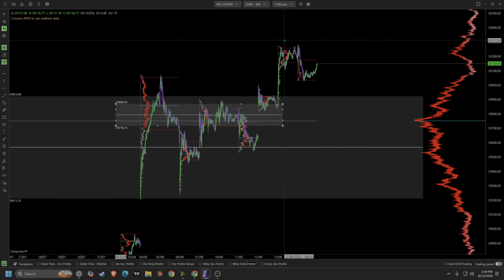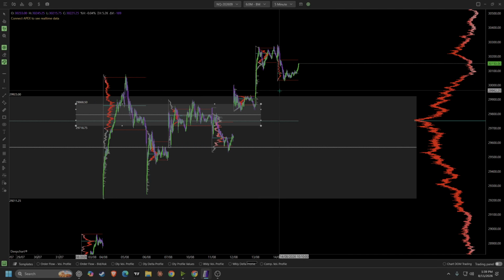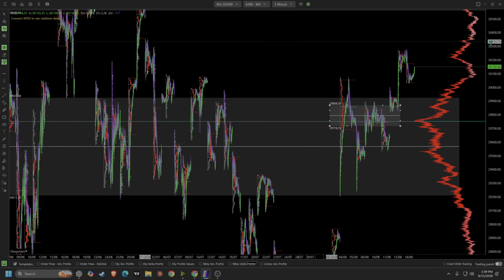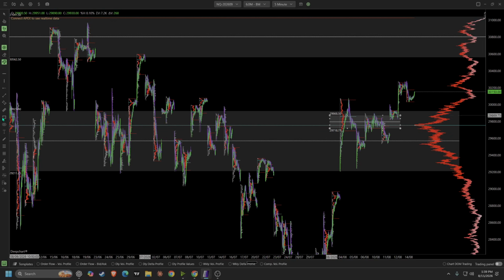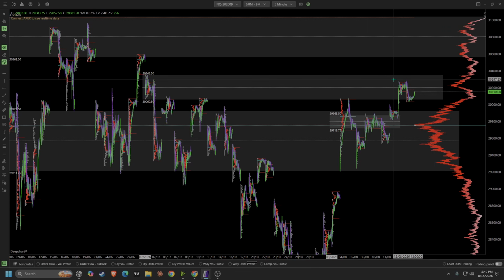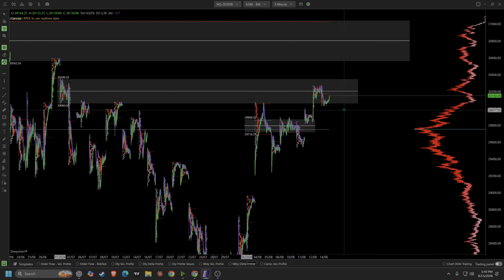Then we extended strongly with a large impulse to a higher range of value, which is also an area where we spent a little bit of time trading back and forth. So logically, we might think that we can continue higher, or maybe we come back down again to test the middle of this distribution.